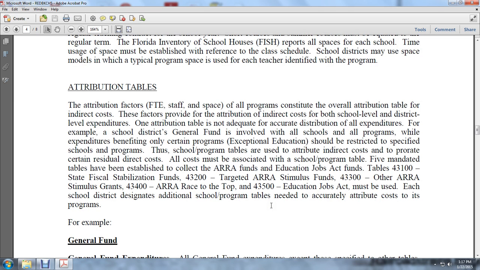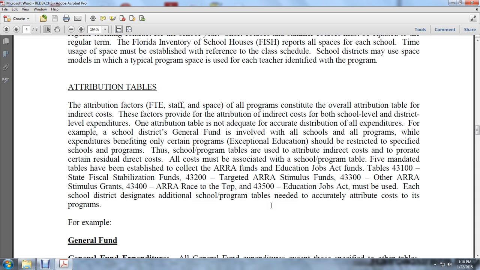The indirect cost and the factors provide attribution of indirect cost at the school level, district level, and expenditures. One attribution table is not adequate for an accurate distribution of all expenditures. For example, a school district general fund is involved with all schools and all programs, while the expenditure benefited only certain programs. Exceptional education shall be restricted to specified school programs.